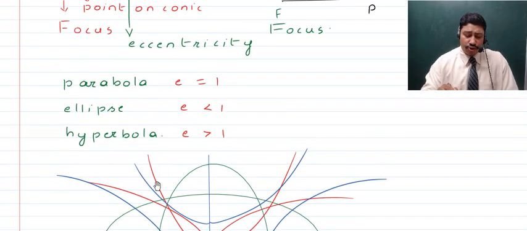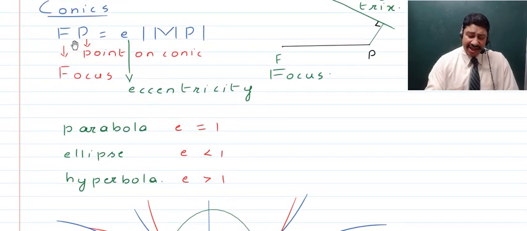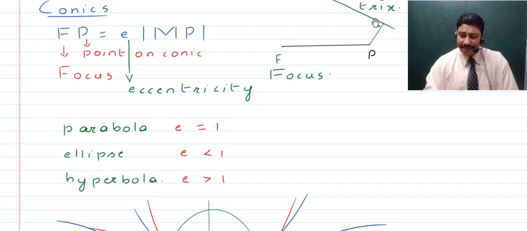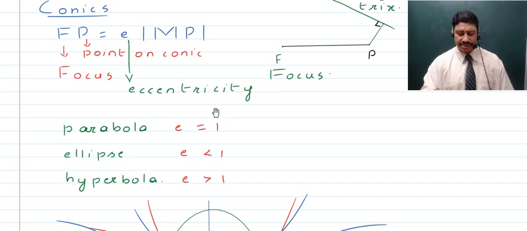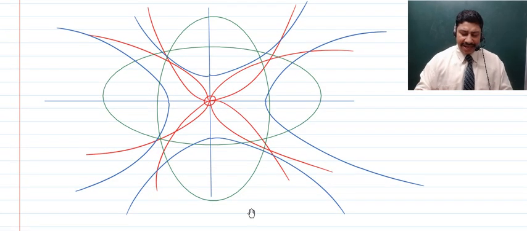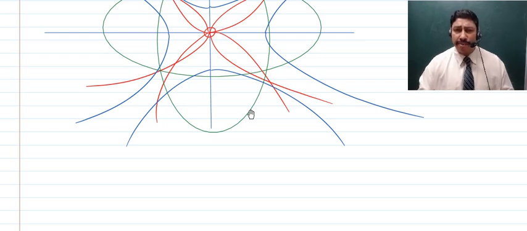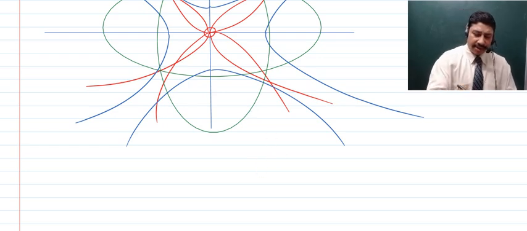And like I've already told you people, the general equation which satisfies all of these three conics is FP is equal to e times of mod of MP. Remember, F here is the focal point, it's a fixed point, and the directrix is also a fixed line. And then we find out the distance of the point from the fixed line, multiply it with the eccentricity, and that should be equal to the distance of this point on the conic from the fixed point, the focus. Okay, now knowing all of this, when you talk about a parabola, right? Now what happens in a parabola?